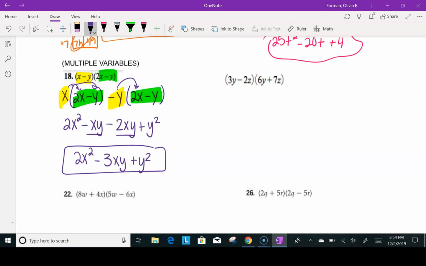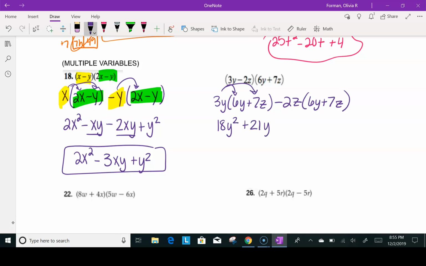Okay. Next one, I take my 3y times the 6y plus 7z. And then I take the negative 2z times 6y plus 7z. So 3 times 6, we get 18. Y times y is y squared. 3 times 7 is 21. Y times z, we just leave as yz.